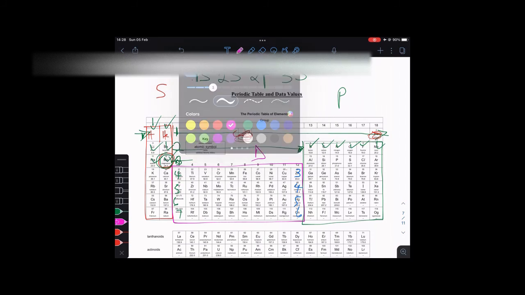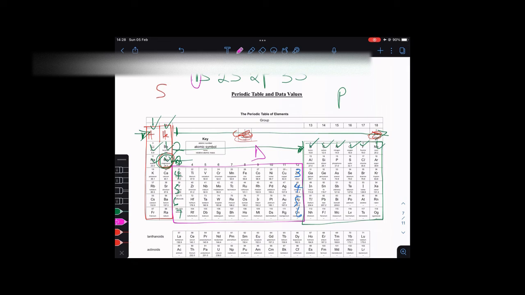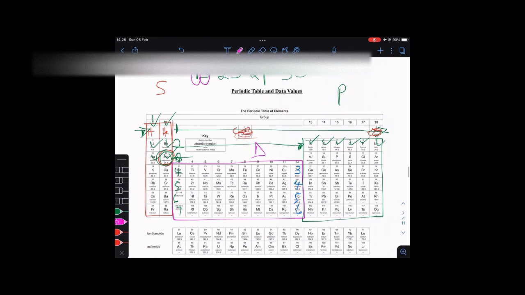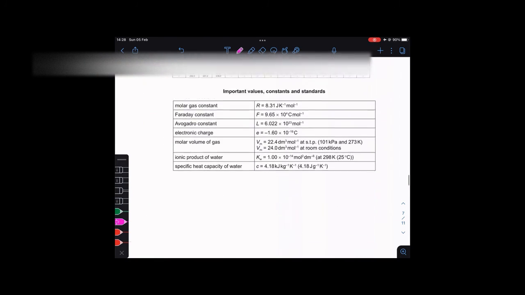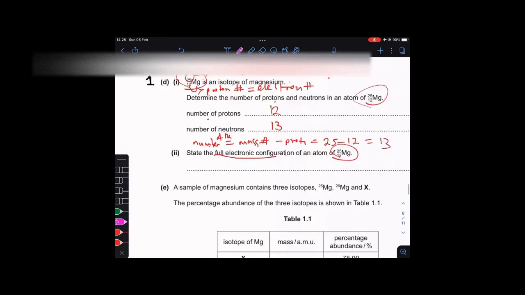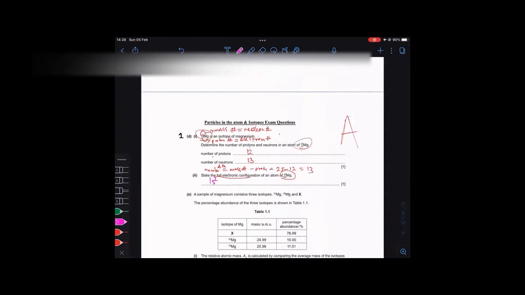You need to see that this one is the period that we are in, this one is the block, either S block, D block, or P block, and these are the number of steps, like 2 steps or 6 steps, until you reach the element that you want. So it will be 1s2, 2s2, 2p6, 3s2. If we go down, we can write our answer: 1s2.